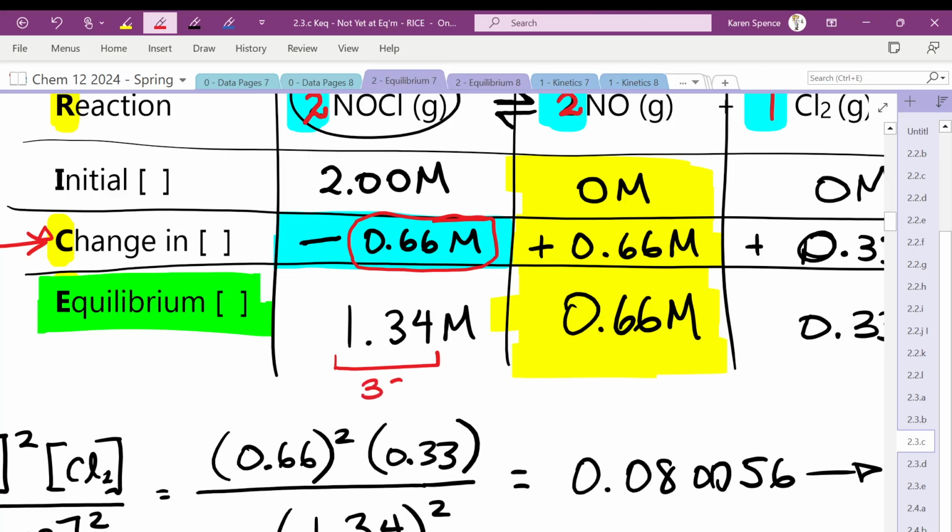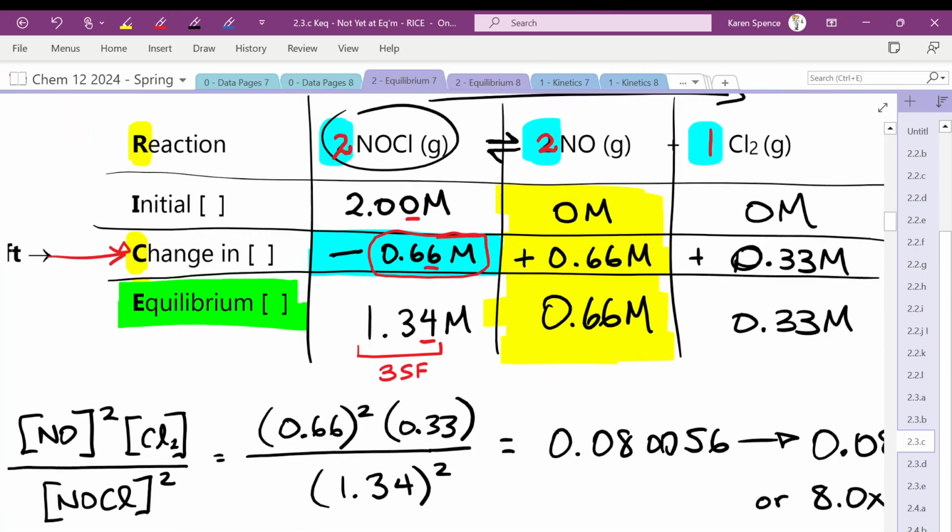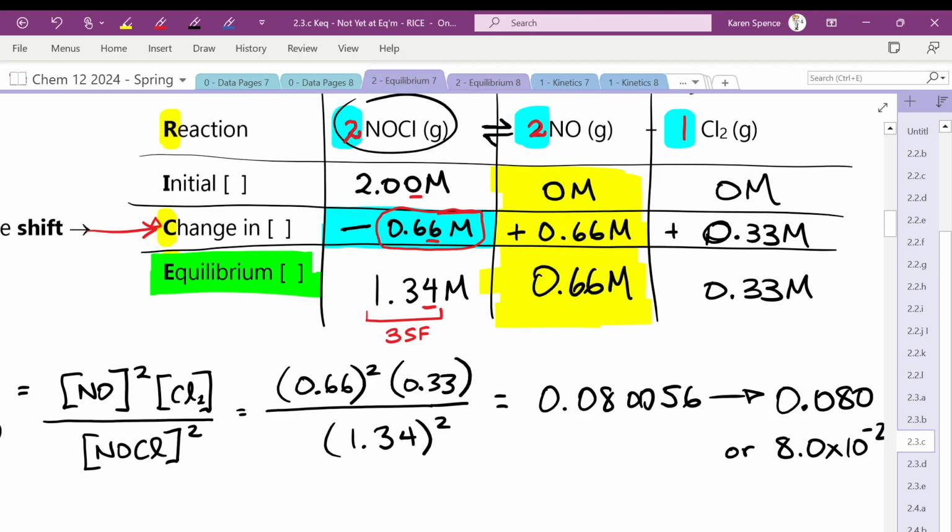3 sig figs. So that might become important later. Say the other ones had been 3 sig figs and you're like, oh, but I had a 0.66, therefore I'm limited to 2 sig figs. But you are not, because subtraction goes to the decimal place. It doesn't matter in this question because we got some 2 sig figs over on the other side, but sometimes it will. Probably on your quiz, there will be one like that. Just saying.